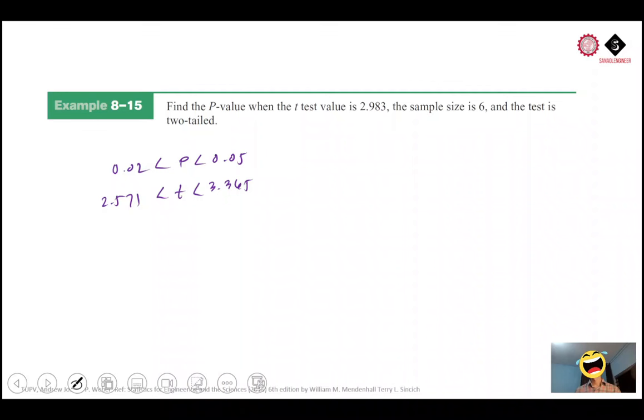Again, there's no given for alpha or significance level. Depending on the value of the alpha, you can conclude what to do with the hypothesis. So the p-value falls within 2 to 5%.